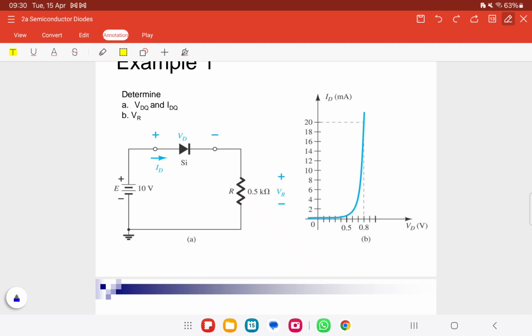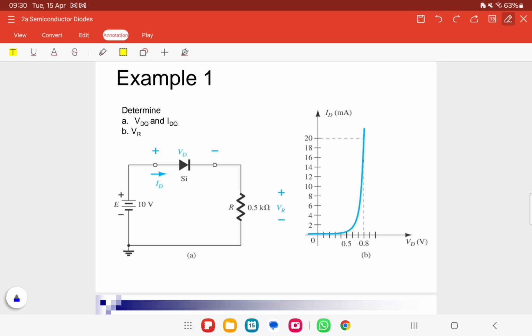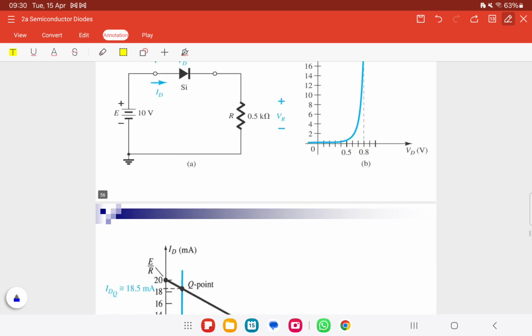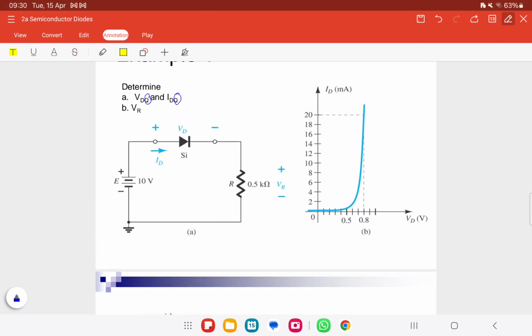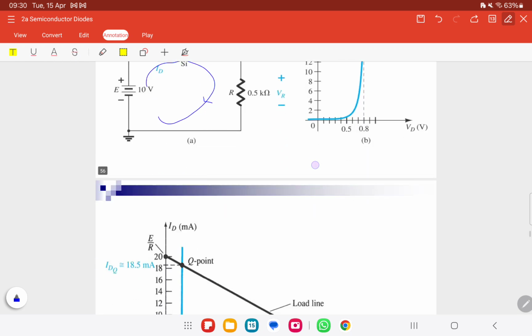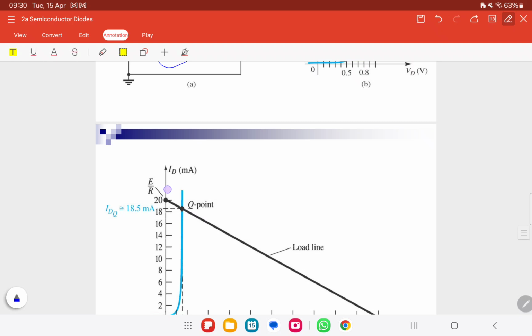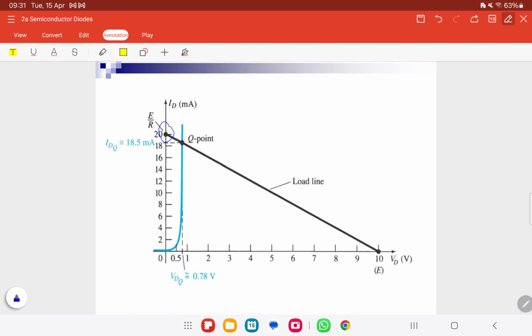Okay, so now we want to get the Q point. How to get the Q point? Q is at the optimal point. VDQ is VD at the optimal point. Alright, so first we set V equals to 0. When we set V equals to 0, kita akan dapat dekat sini lah, the intersect at the Y axis. So the first intersect kita dapat kat situ. So we just plot.